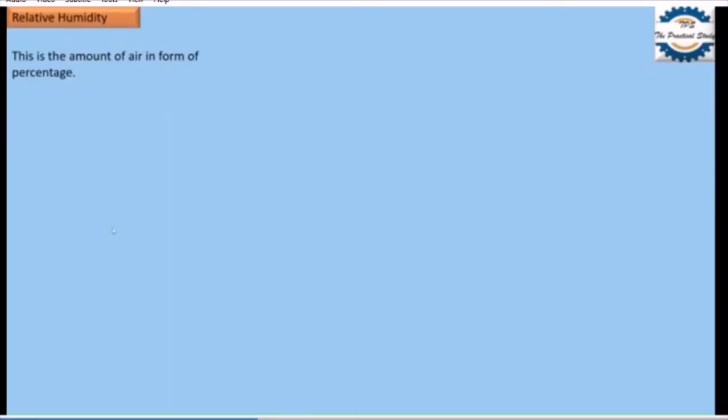Yes, already we have discussed relative humidity is nothing but the amount of water vapor to the amount of saturated vapor. That is, the amount of air or vapor in the form of percentage in the atmospheric air is called relative humidity. Always we write it phi is equal to PV by PVS. So this PV by PVS, or this relative humidity, can be identified in the psychrometric chart. Yes, let us look how it looks like in a chart.